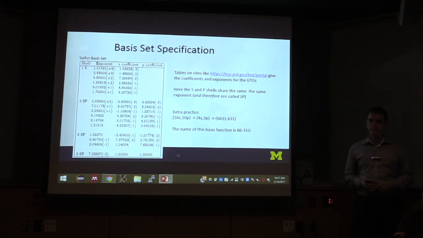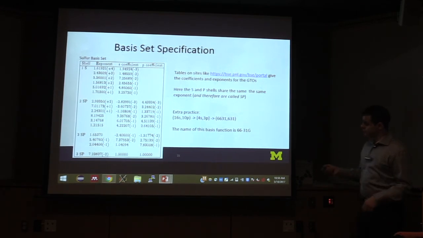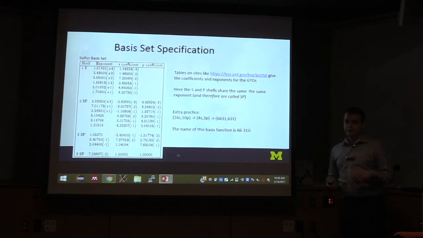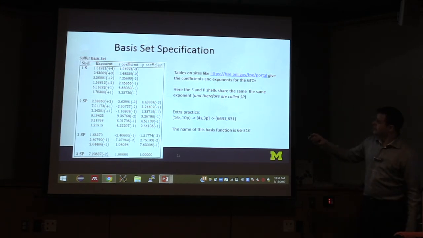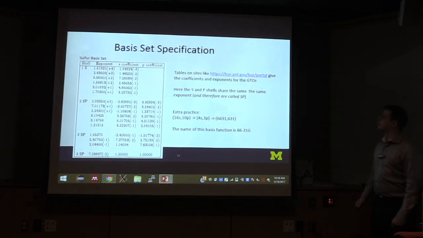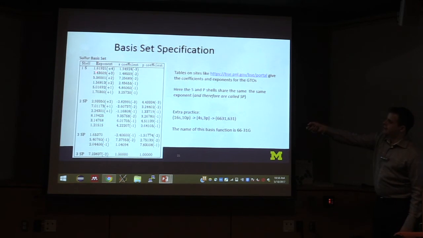If you're ever wondering what these basis functions look like, or if your research takes you down that route, you might end up looking at a table something like this. This table basically explains all of the exponents and coefficients of the Gaussian type orbitals. Tables like these can be found on this website, and again, it just gives the exponents for the Gaussians and the coefficients out in front.